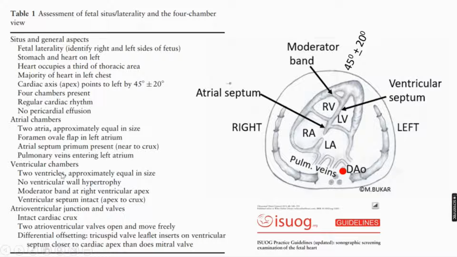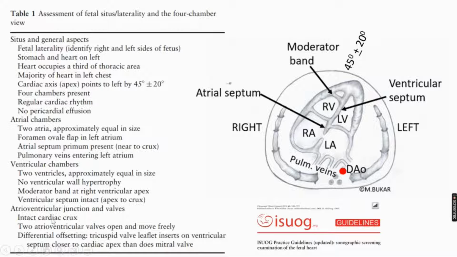Ventricular chambers. 2 ventricles approximately equal in size. No ventricular wall hypertrophy. We shall see that in real time. Moderator band at right ventricular apex. This is the right ventricle. This is the apex. This muscular band is called the moderator band. It's a feature of the right ventricle. Ventricular septum intact from apex to crux. The ventricular septum should be intact from apex to the crux.